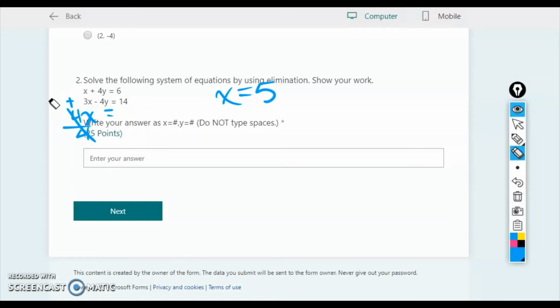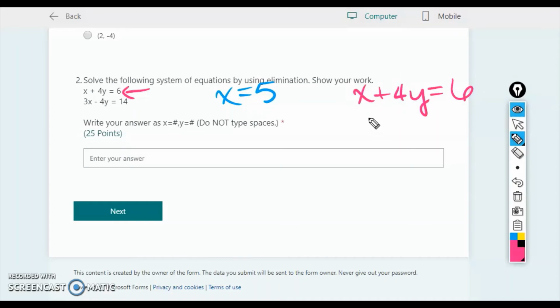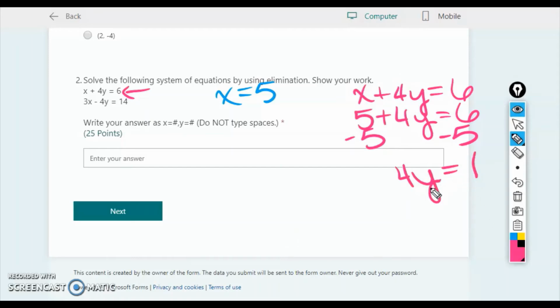Well, that's great. I still have to figure out what y is, so I just need to pick any of my equations. I can choose the top one or the bottom one. It'll give me the same answer. So let's say I chose the top one. So x plus 4y equals 6. And instead of x, I'm going to plug in 5. So 5 plus 4y equals 6. Subtract 5 from both sides. 4y equals 1. And don't panic. It is a fraction. And I want you to type in your answer as x equals 5, comma, make sure you don't put any spaces, y equals 1 over 4.